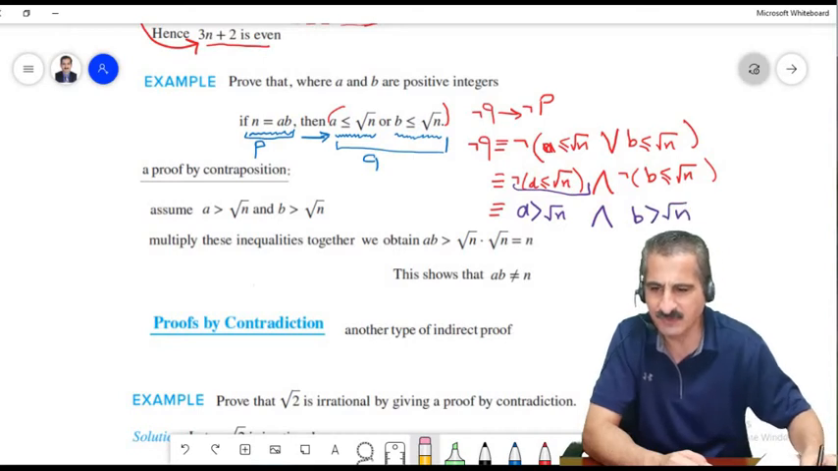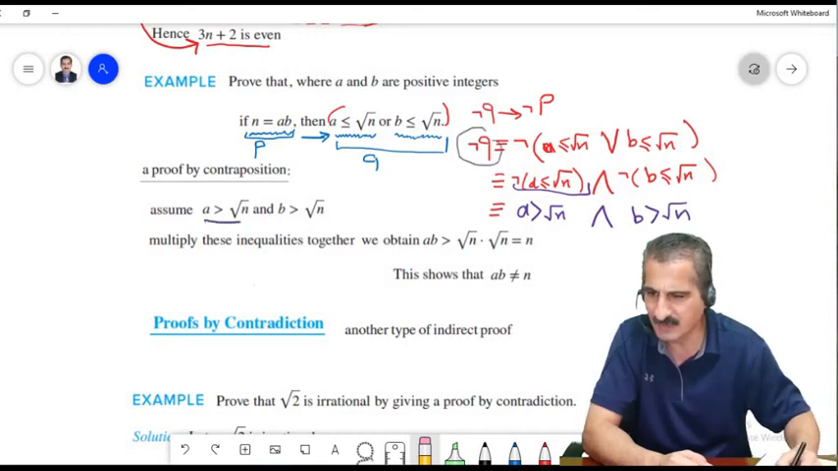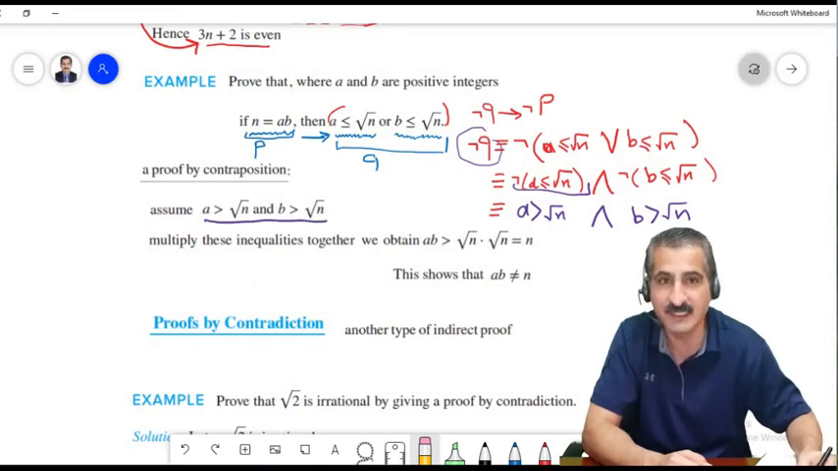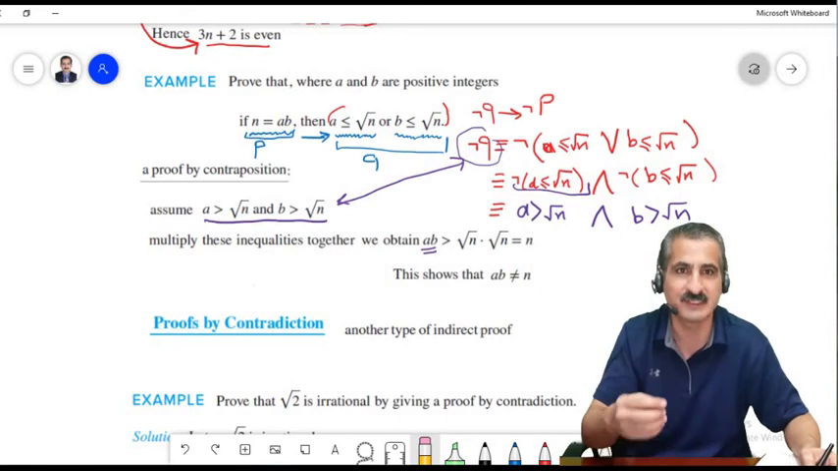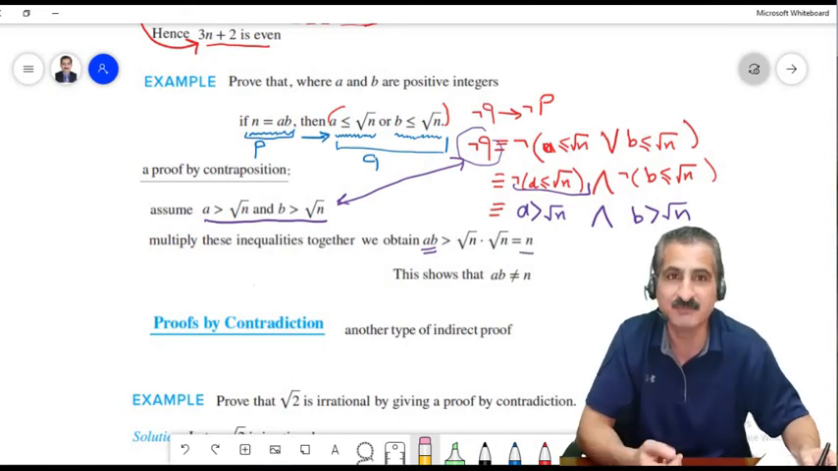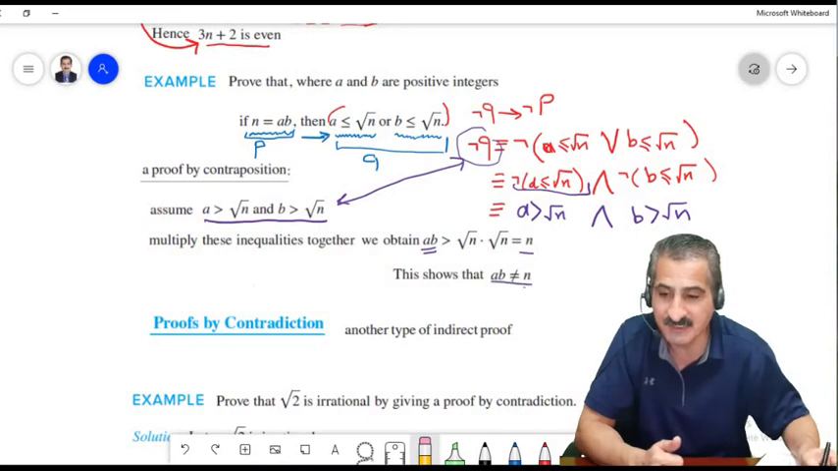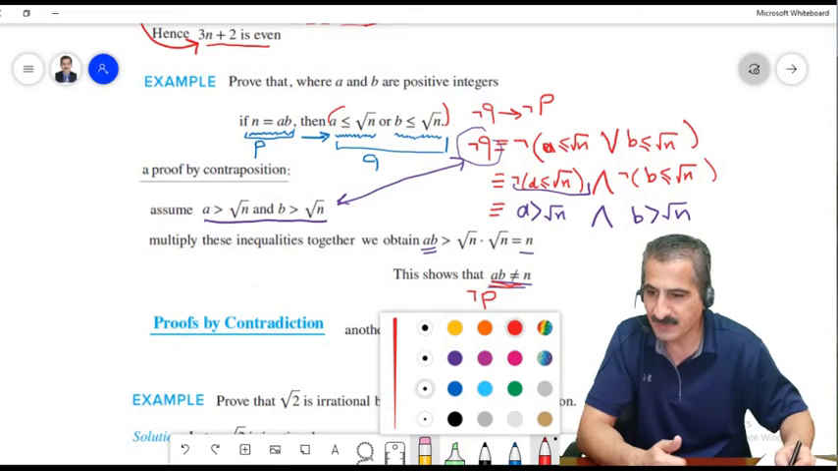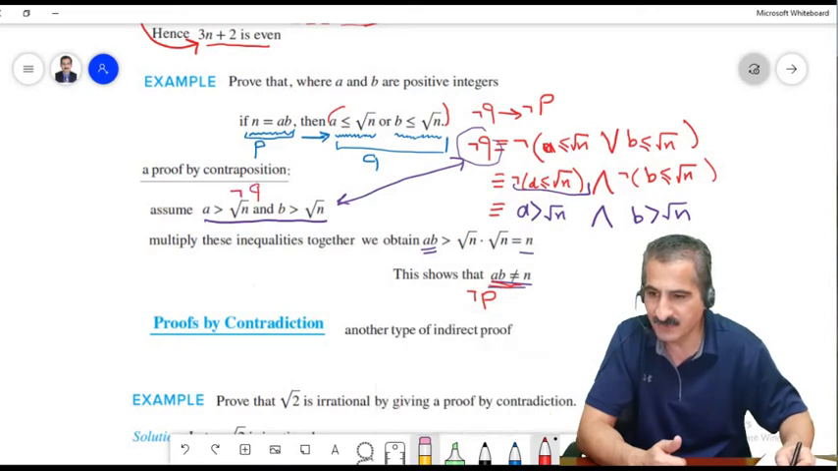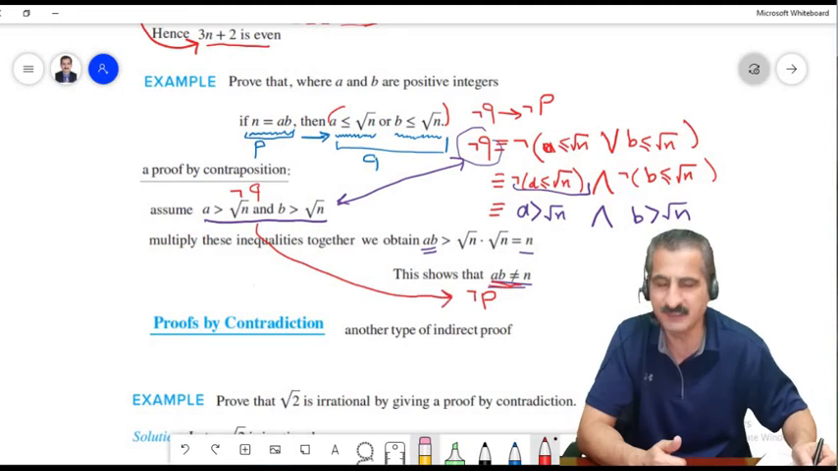So if we want to start with not q, this is now not q: a is greater than square root of n, and b is greater than square root of n. Now, once we have that, then a times b is greater than square root of n times square root of n, which is n. So we got ab is greater than n, which means ab does not equal n. And what is that? This is the negation of p. So good. We started with the negation of q and ended with the negation of p, and we are done.